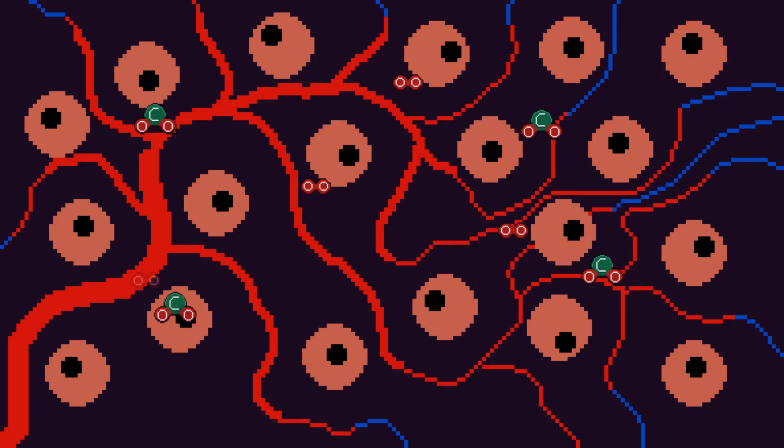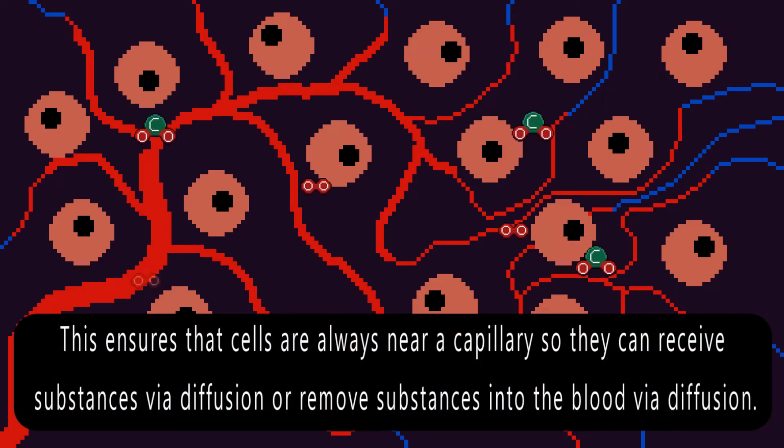Capillaries form an extensive network through the organs and tissues, and this ensures that cells are always near a capillary so they can receive substances via diffusion or remove substances into the blood via diffusion.